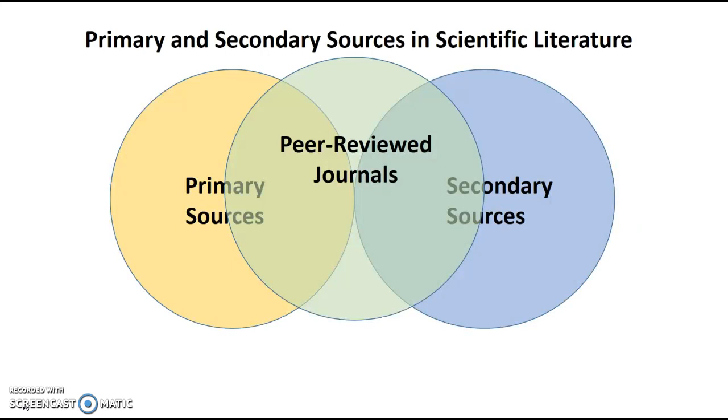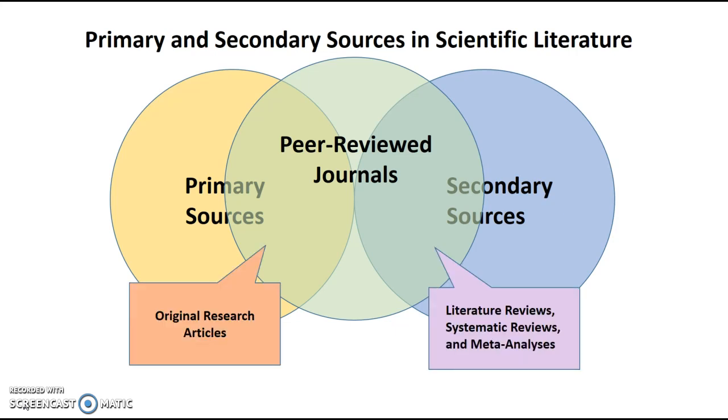Primary and secondary sources are both published in a variety of places. However, both primary and secondary sources are found in peer-reviewed journals. In peer-reviewed journals, original research articles are primary sources. Literature reviews, systematic reviews, and meta-analyses also undergo the peer review process and appear in these journals, but these are secondary sources.